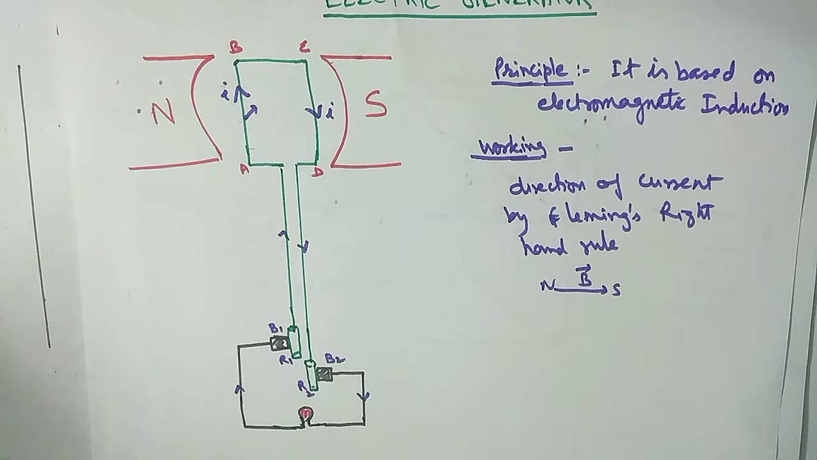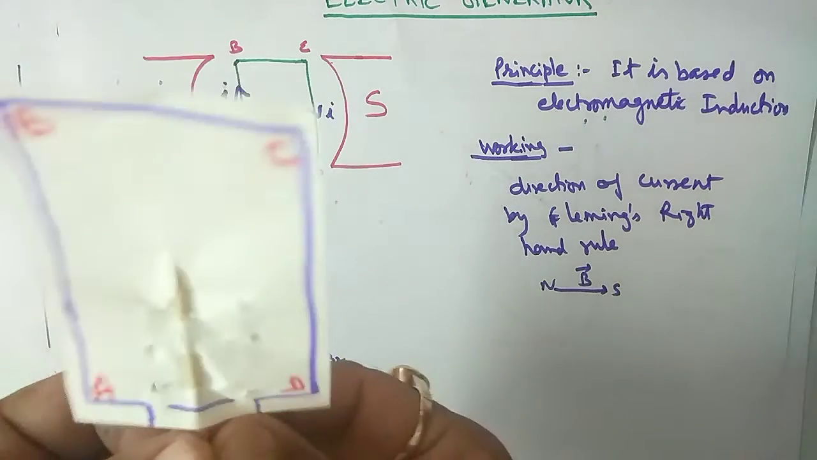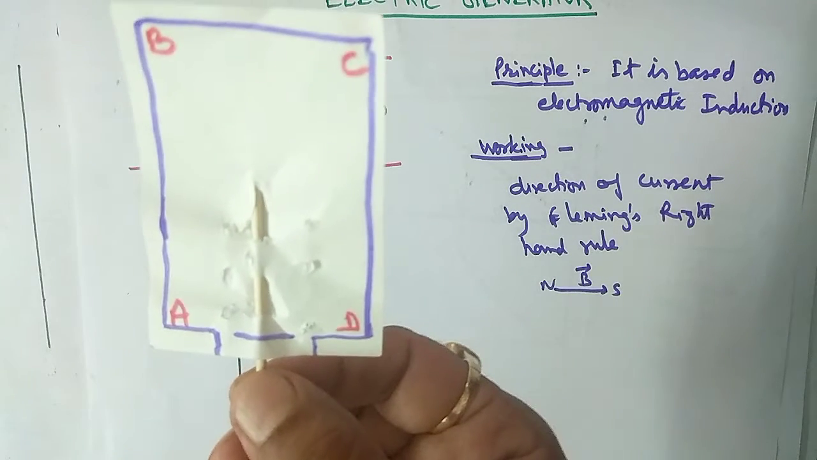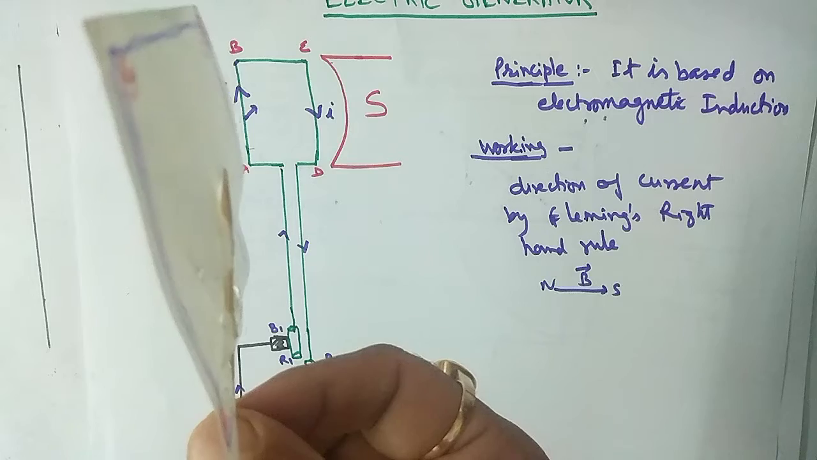Now what will happen after the half cycle? Just I'm showing, this is the armature. So after half cycle, what will happen?